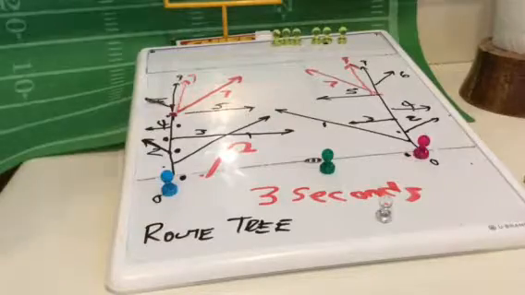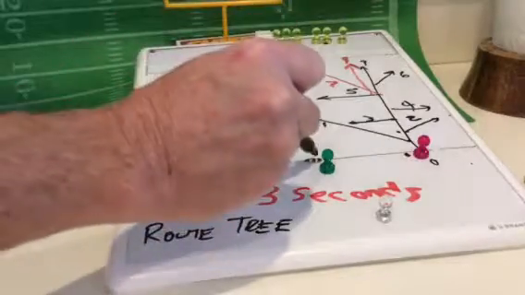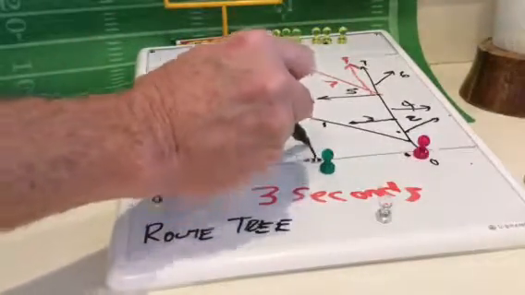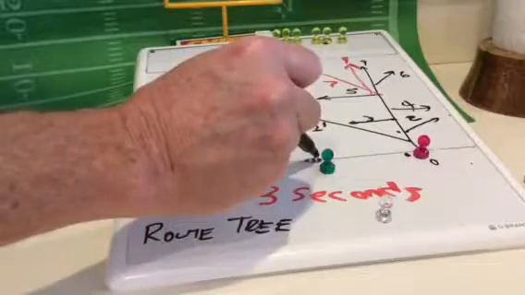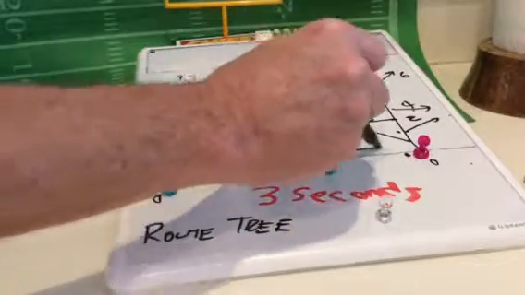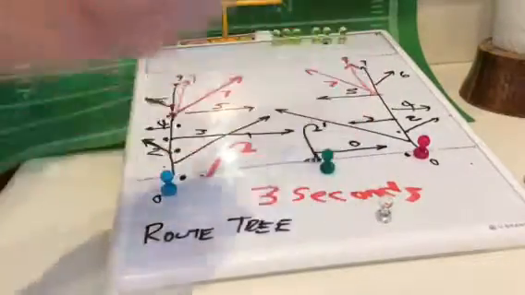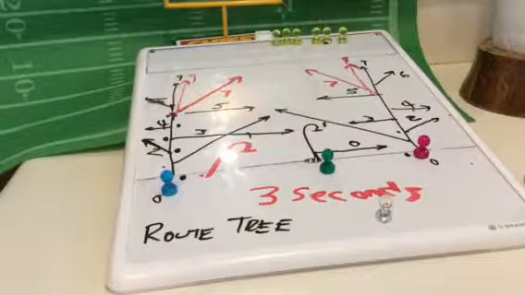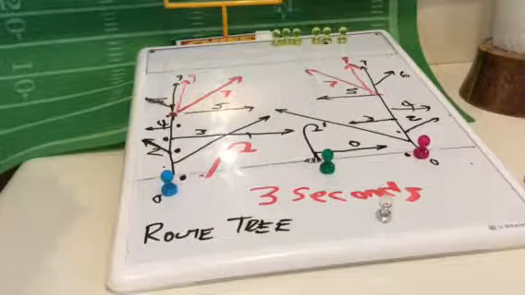The only other route I didn't cover was the drag route, which is a 0. Generally, the 0 route will be run by our center. Our centers are almost always going to run either a rub route or a 0 route. The 0 route is 1 step and a drag. A drag is really a 1-step in, a quick in. So those are our routes 0 through 9, and in the next video I'll cover some of the combination routes.